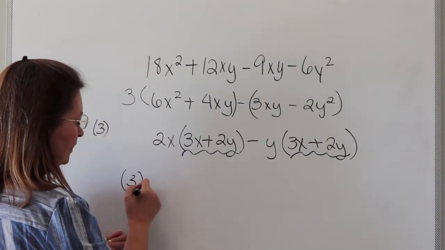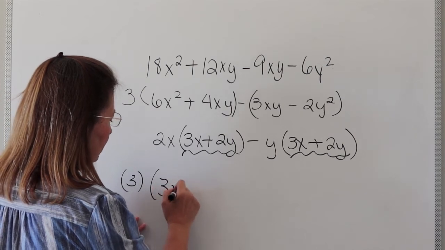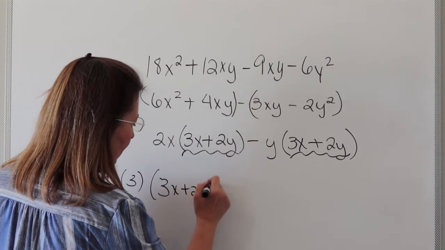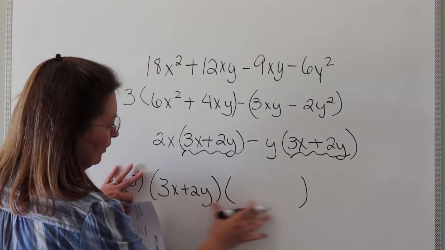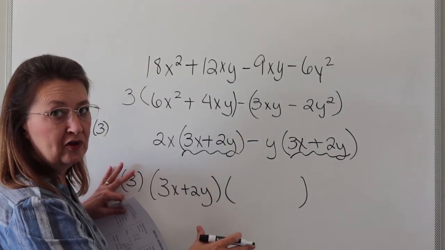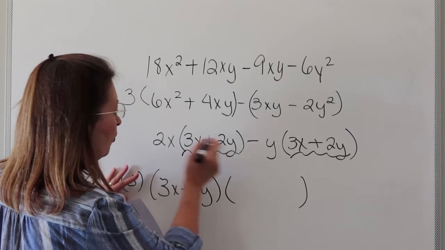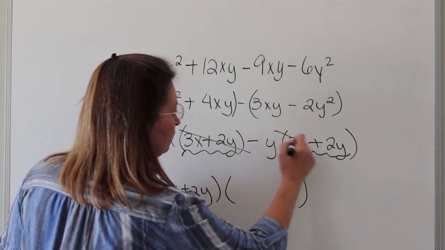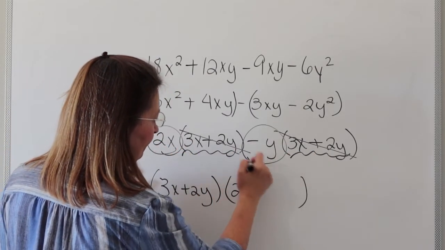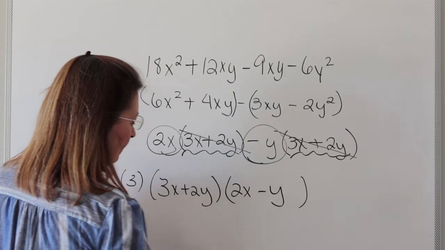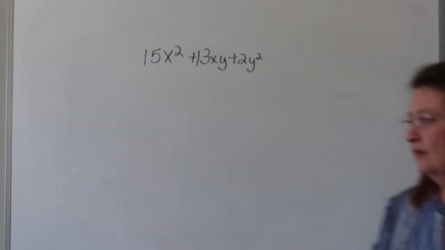I've got my 3 over here. I'm not losing it. Now I have 3x plus 2y. Just like with the other ones, you're going to wind up with 2 binomials multiplied together. So what's going to go right here is what's left over when you divided that out, which is 2x minus y. And that's how you factor by grouping.